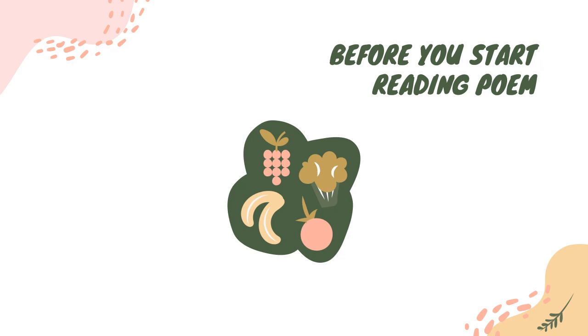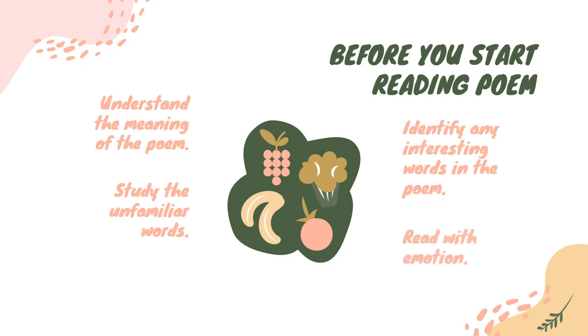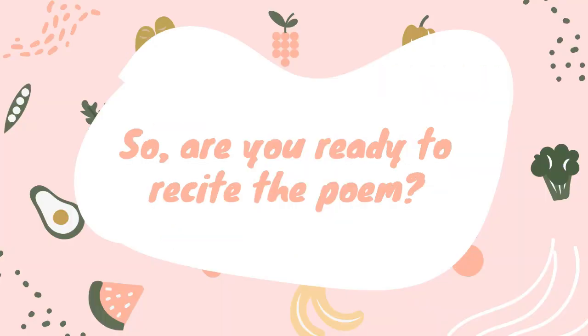Before start reading a poem, there are a few things that you need to do. The first one is, you need to understand the meaning of the poem. The second one is, study any unfamiliar words. The third one is, identify any interesting words in the poem. And the last one, you need to read the poem with emotion. So, are you ready to recite the poem together?